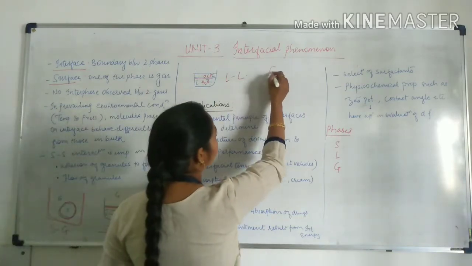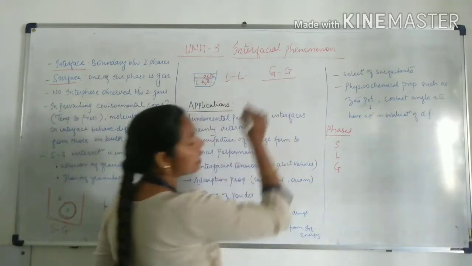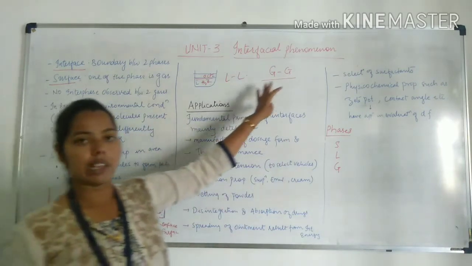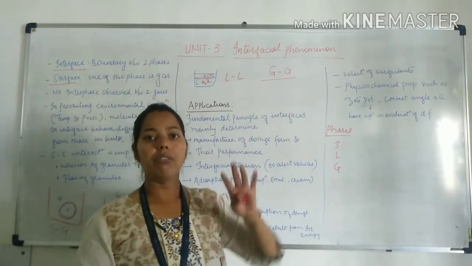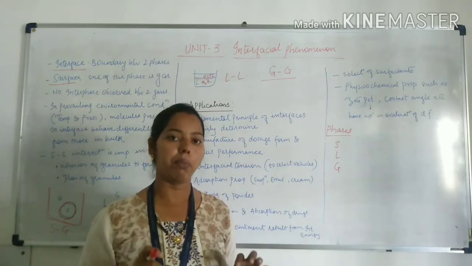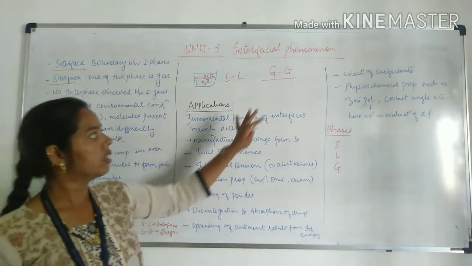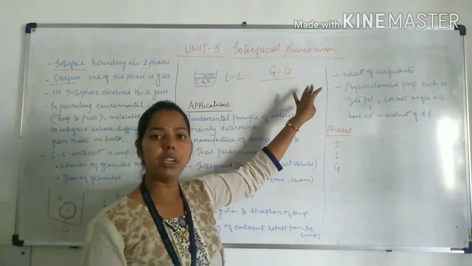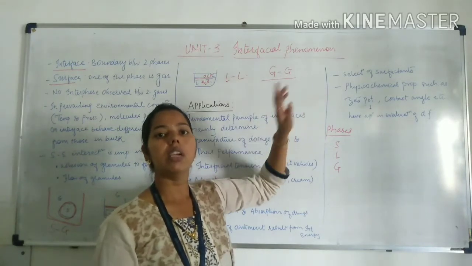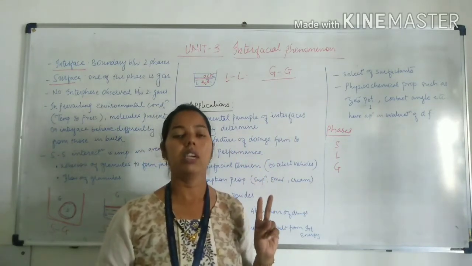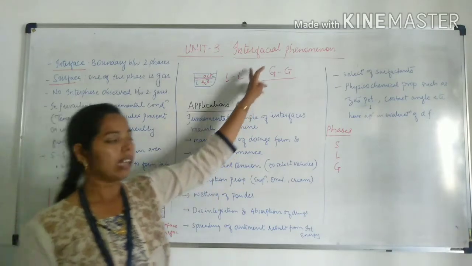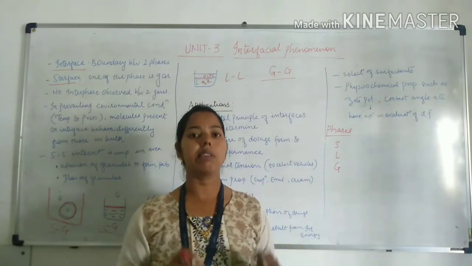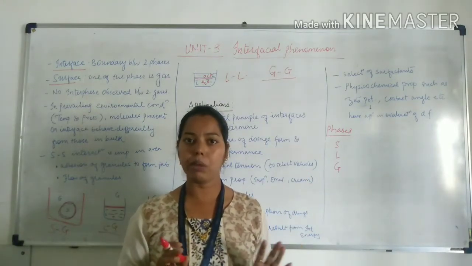Now if we talk about gases, all the gases are miscible with each other in all proportions. That's why no interface would exist in between two gases. It means that all gases are miscible with each other.